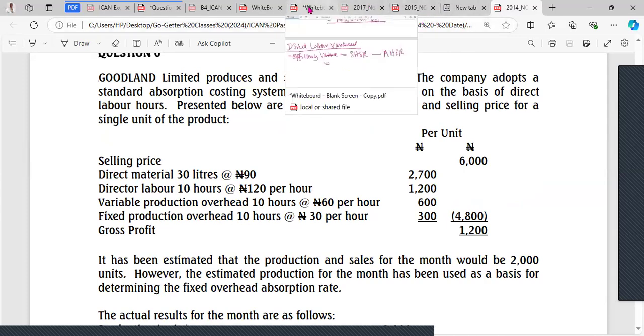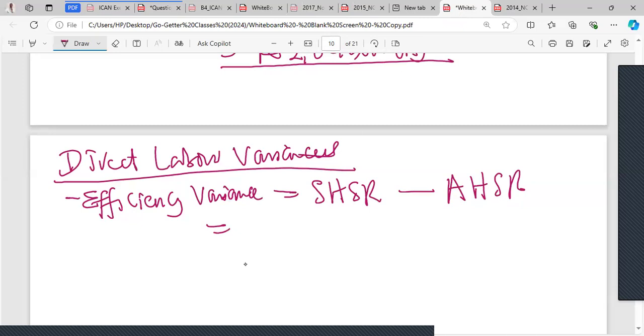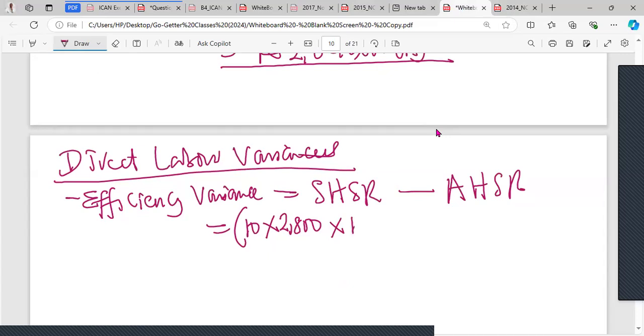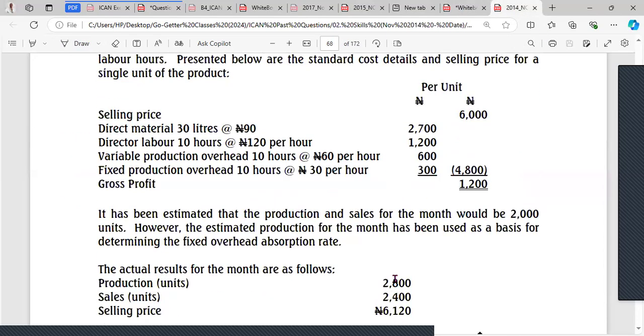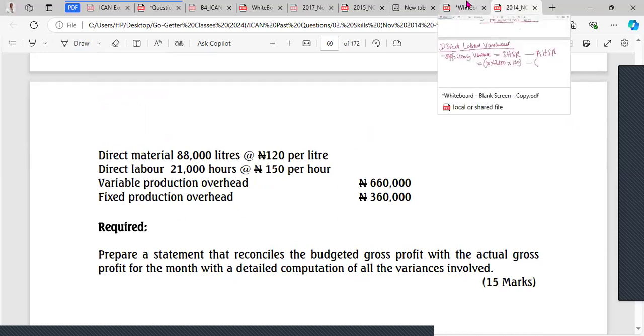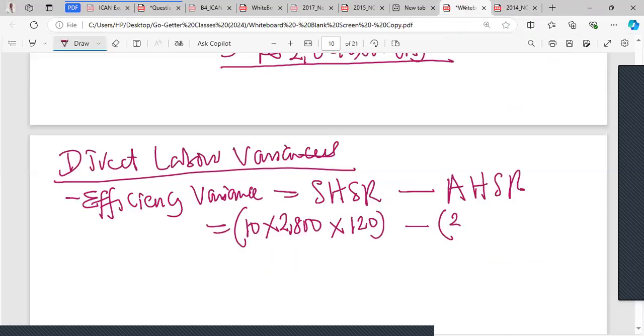So this is 10 hours per unit, and we produced 2,800 units multiplied by standard rate. Standard rate per hour is 120. Then the actual hours. What is the actual hours used? 21,000 hours. So we use 21,000 hours. Standard rate is 120.